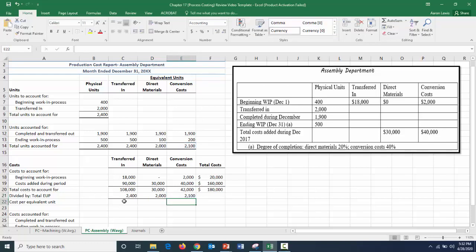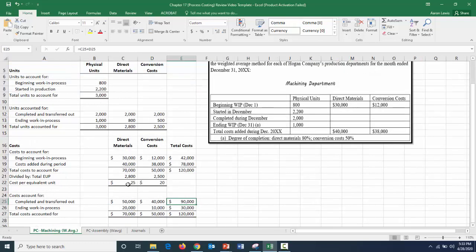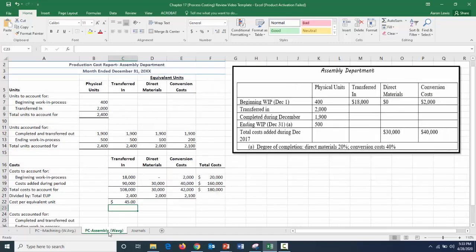Which means our cost per equivalent unit that we have here is going to be equal to our total cost to account for divided by our total equivalent units of production. So $45 per unit transferred in, which if we go back we see makes sense, right? Because each unit had $25 in direct materials cost and $20 in conversion costs incurred within the machining department. Well, it's 45, so that's where the 45 comes from.